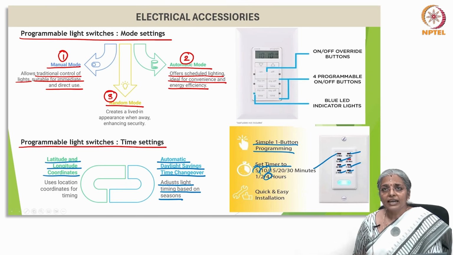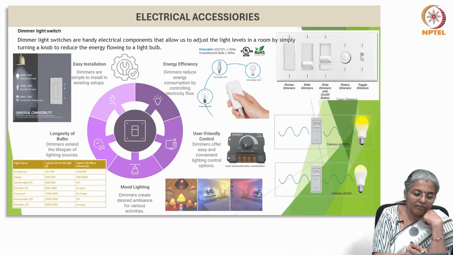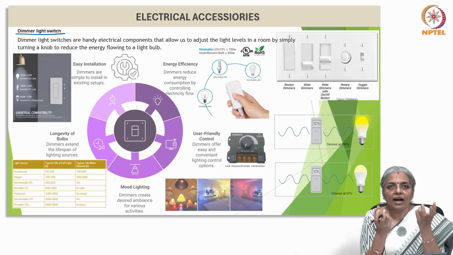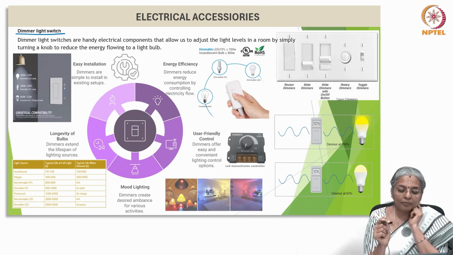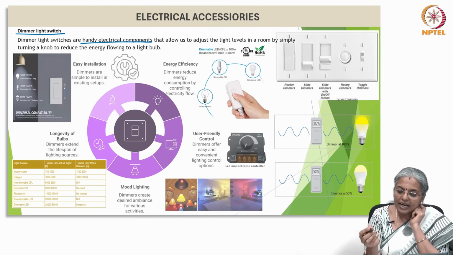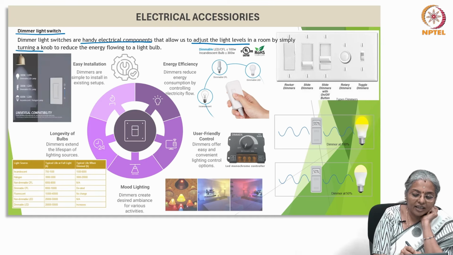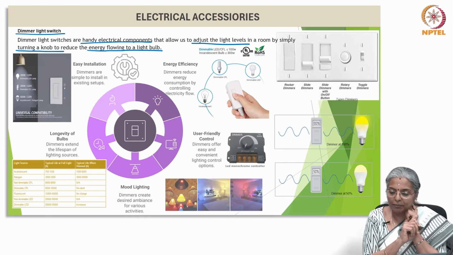Then next is, what are the advantages of dimmers? So, we can have dimmer light switch. So, what are dimmer light switches? Dimmer light switches are very easy and handy electrical components that will allow us to adjust the light levels in a room by simply turning a knob to reduce the energy flow to the light bulb.